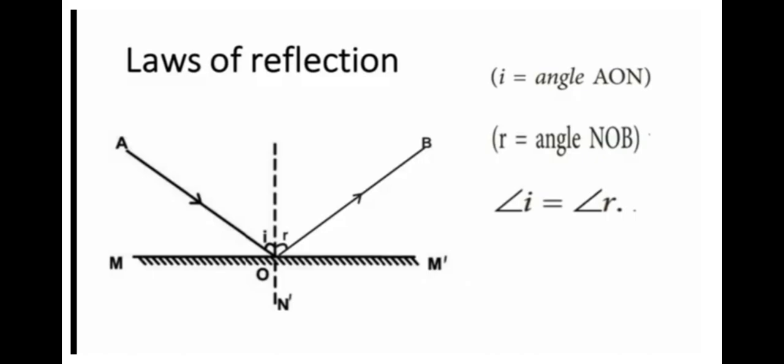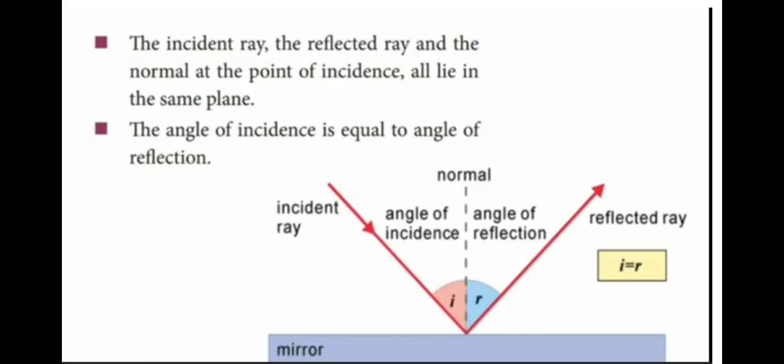Also, the incident ray, the reflected ray, and the normal at the point of incidence all lie in the same plane. These are called the laws of reflection. What are the laws of reflection? The incident ray, the reflected ray, and the normal at the point of incidence all lie in the same plane. When you see the diagram, you can understand that the angle of incidence is equal to the angle of reflection. These are the laws of reflection.